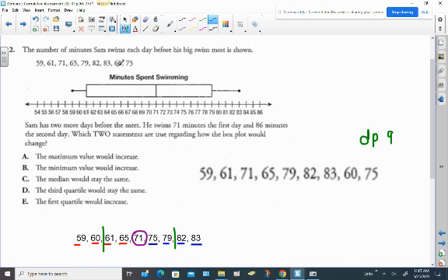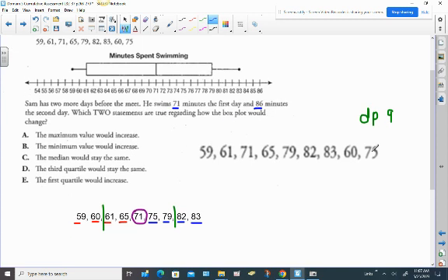The number of minutes Sam swims each day before his big swim meet is shown, and here are the numbers. Sam has 2 more days before his meet. He swims 71 minutes the first day, 86 minutes the second day. Which two statements are true regarding how the box plot would change?